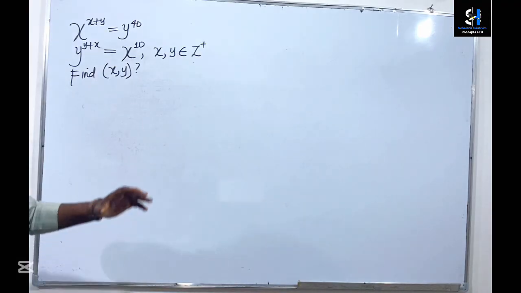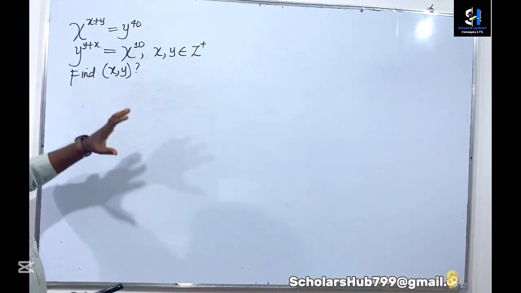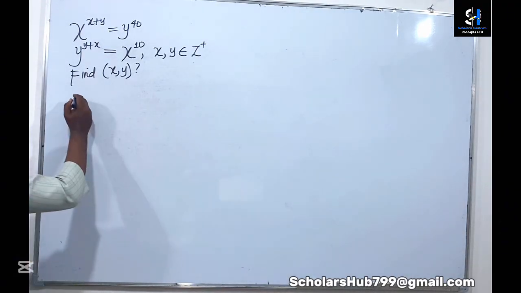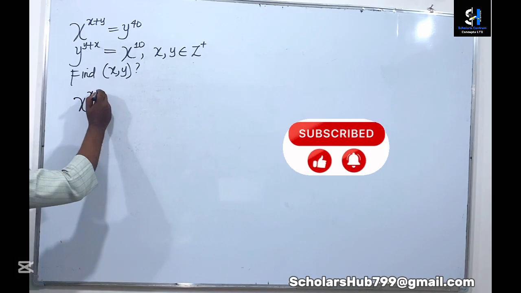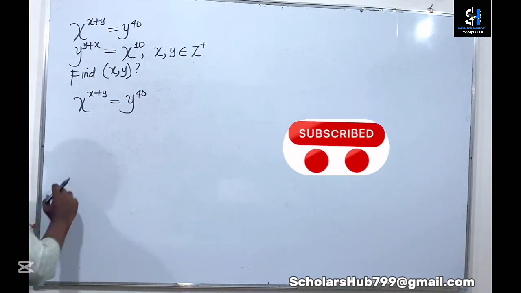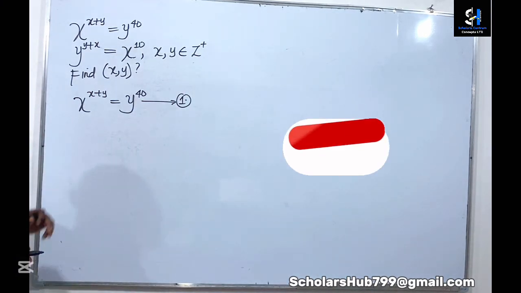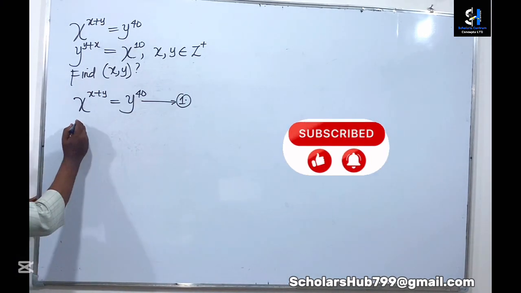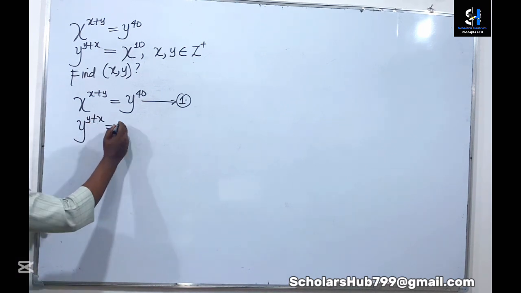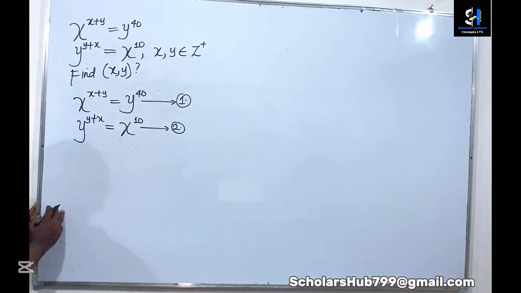Okay, now here we have a system of equations. That is, we have two simultaneous equations. The first equation is x raised to the power of x plus y equals y raised to the power of 40. This is equation 1. Then the second equation is y raised to the power of y plus x equals x raised to the power of 10. And this is equation 2.